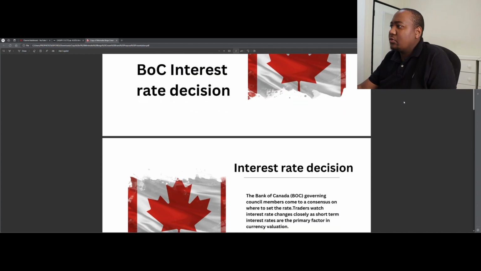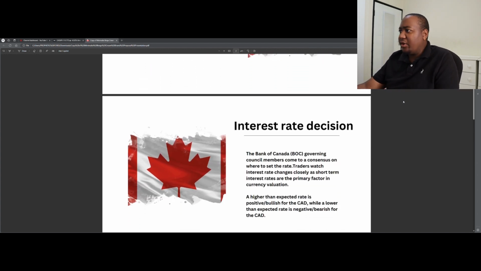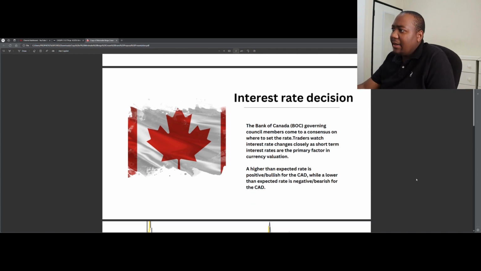Okay, so we're talking about the BoC interest rate decision, the Bank of Canada interest rate, and I just want us to go to the definition just before we go into many of these concepts. The interest rate decision, of course, is when members sit and agree on which rate to set. And of course, you as a trader, your job is to really watch closely if the interest rate changes.